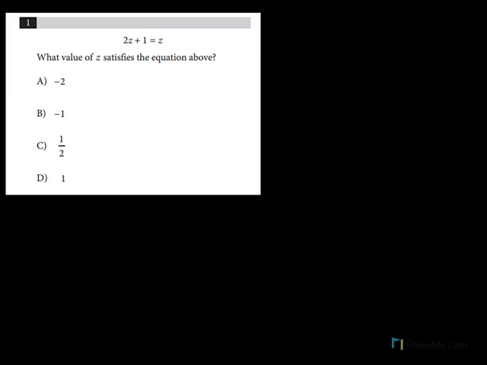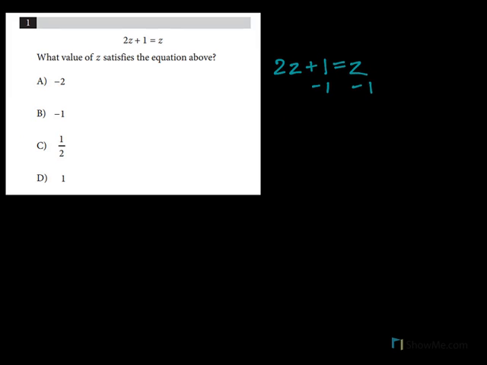So our question is 2z plus 1 equals z, and what value of z satisfies the equation above? And our options are A, -2, B, -1, C, 1/2, and D, 1. So basically, let's write out the problem first. 2z plus 1 equals z. So what we want to do is isolate z by itself. In order to do that, we'll subtract 1 to the other side.